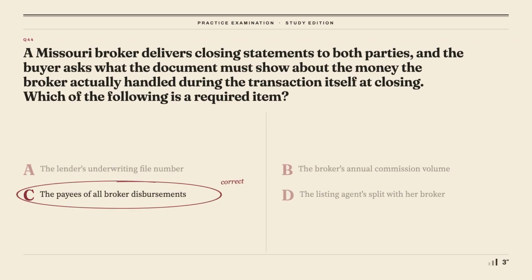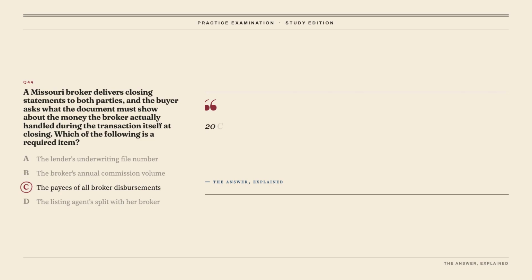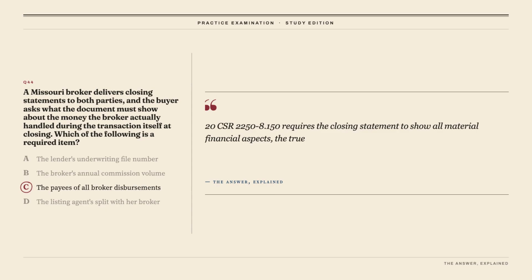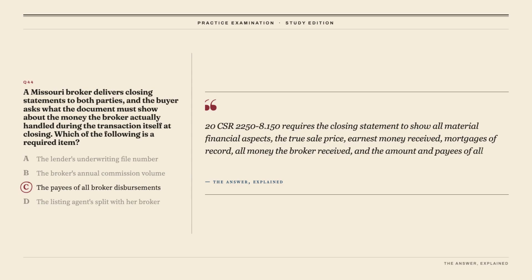The correct answer is C. The payees of all broker disbursements. C is correct because 20 CSR 2258-150 requires the closing statement to show all material financial aspects: the true sale price, earnest money received, mortgages of record, all money the broker received, and the amounts and payees of all disbursements.